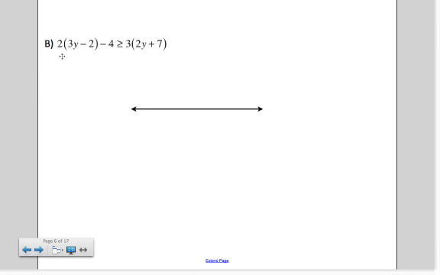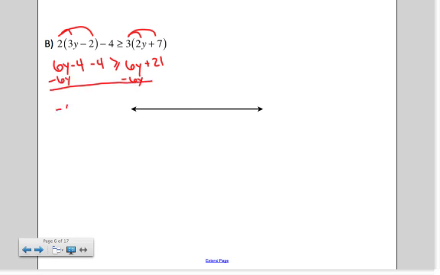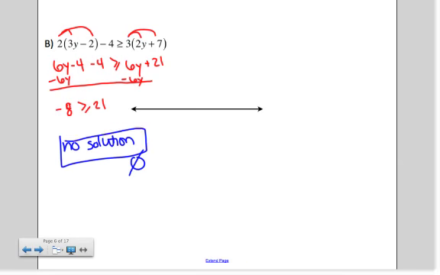Now what happens here? Well, I'm going to have to distribute the 2, so I have 6y minus 4 is greater than or equal to, distribute the 3, 6y plus 21. So I'm going to subtract 6y from both sides. I've got negative 8 is greater than or equal to 21. Well, is negative 8 greater than 21? Oh no, definitely not. So that means this is false, so I have no solution. Okay, which looks like that. All right, so there we go.